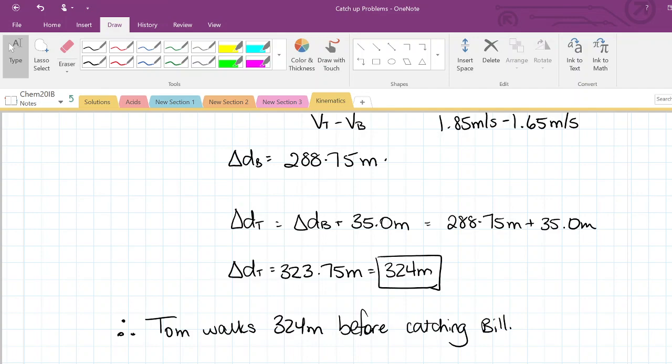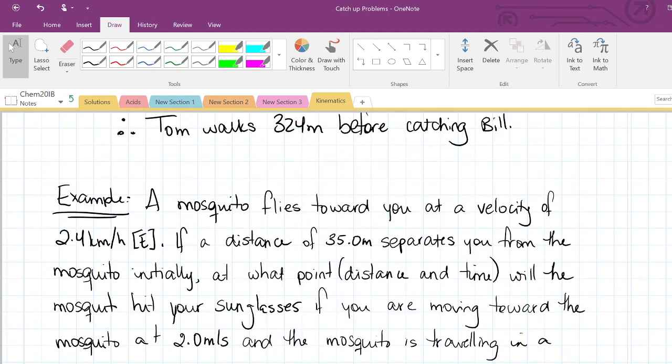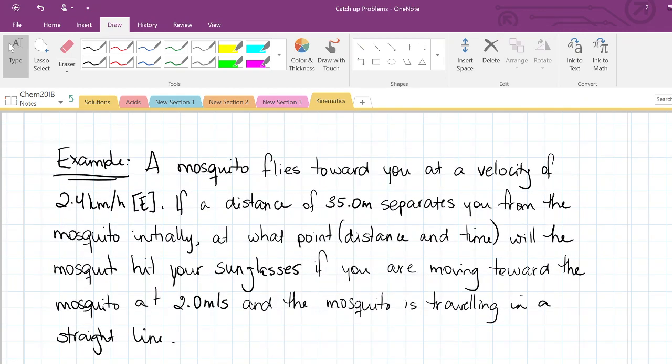The second question is just slightly different. So in this question, we have a mosquito that flies toward you at a velocity of 2.4 kilometers per hour east. If the distance that separates you from the mosquito is 35 meters, at what point, distance and time, will the mosquito hit your sunglasses if you are moving toward the mosquito at 2.0 meters per second and the mosquito is traveling in a straight line?